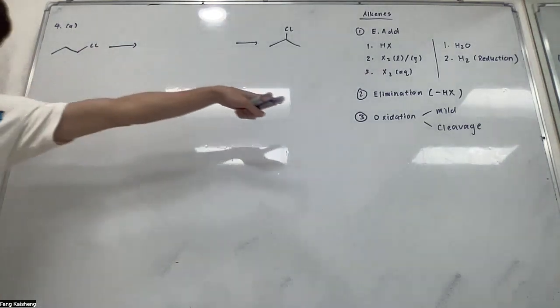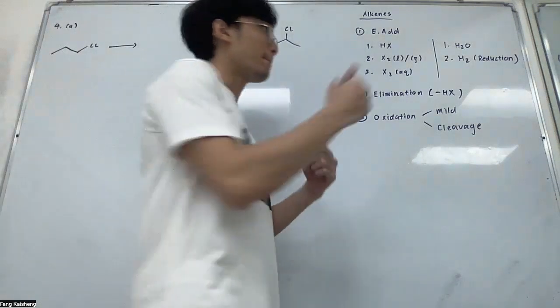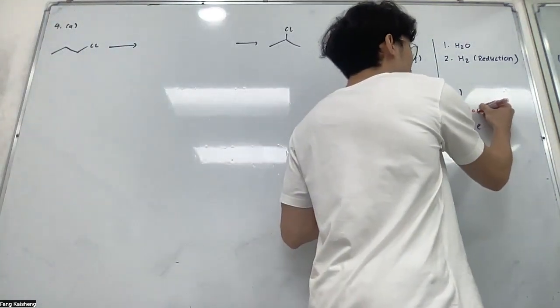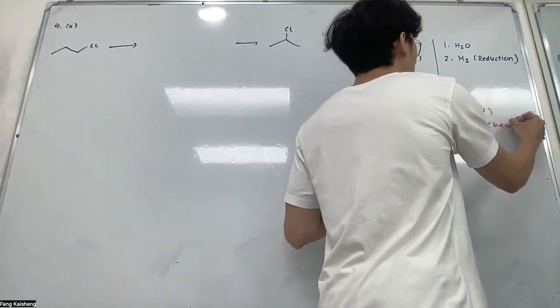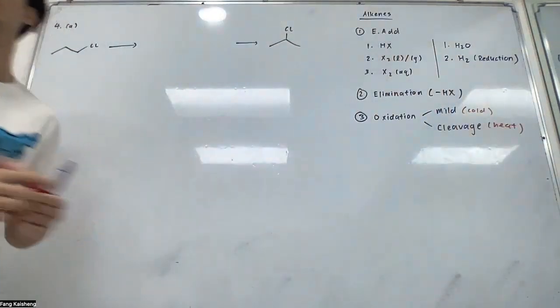What's the difference in conditions between mild and strong? Low, cold. Yeah, cold and heat. So just remember the difference. The reagents are all the same because of the oxidizing agent.